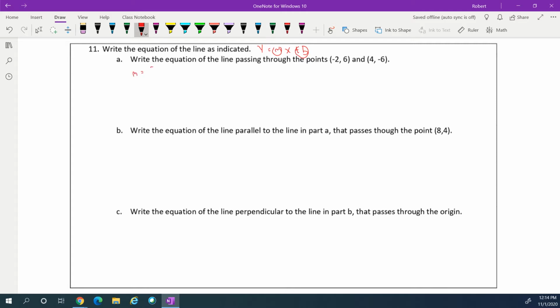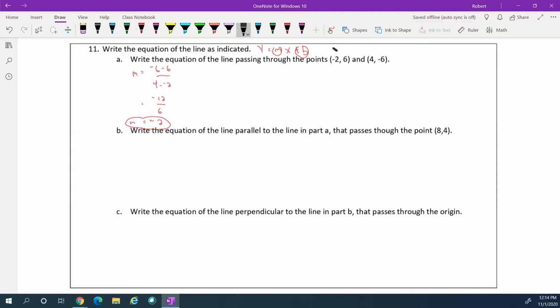So slope: -6 minus 6 over 4 minus -2. So it looks like our slope here is -12/6, or -2. So that's the slope of the line.